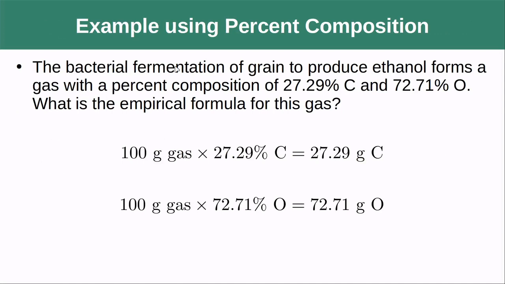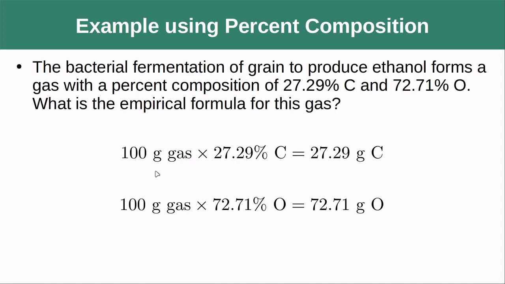So here, a bacterial fermentation of grain to produce ethanol forms a gas with a percent composition of 27.29% carbon and 72.71% oxygen. This is a typical thing where we can analyze a gas pretty easily for its elemental composition, and we might see data like this. And we're being asked, what is the empirical formula for this gas?